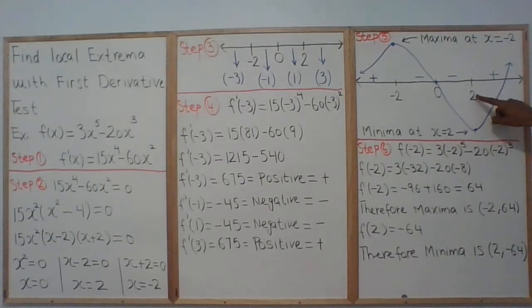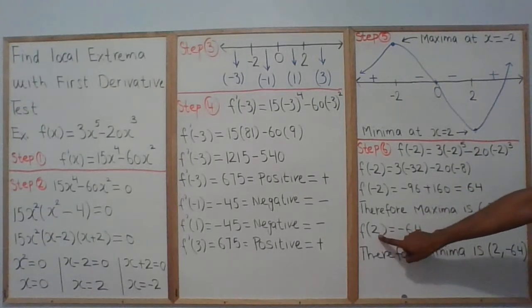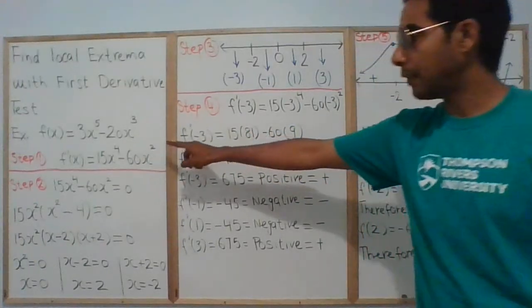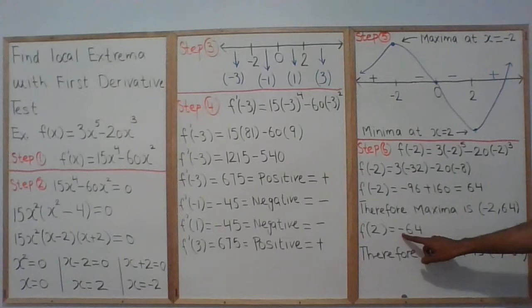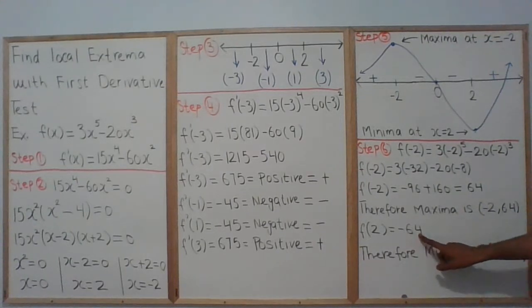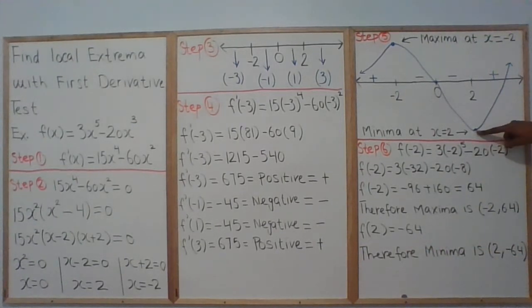Similarly, now replace x by positive 2 in this expression. I haven't done the calculations. You please do them. You will see you will get negative 64. Which means that this point's x value is positive 2, and the y value is negative 64.